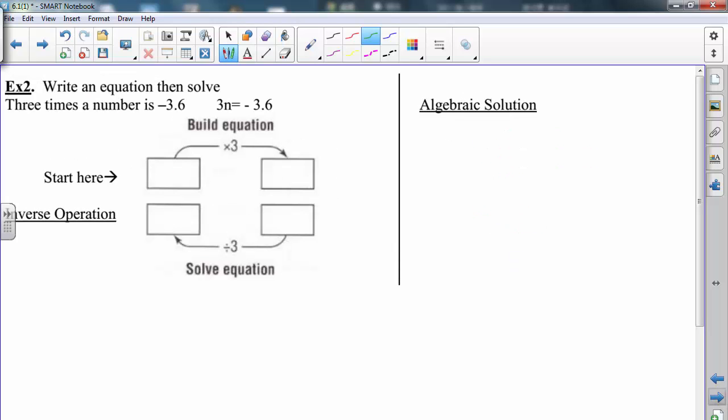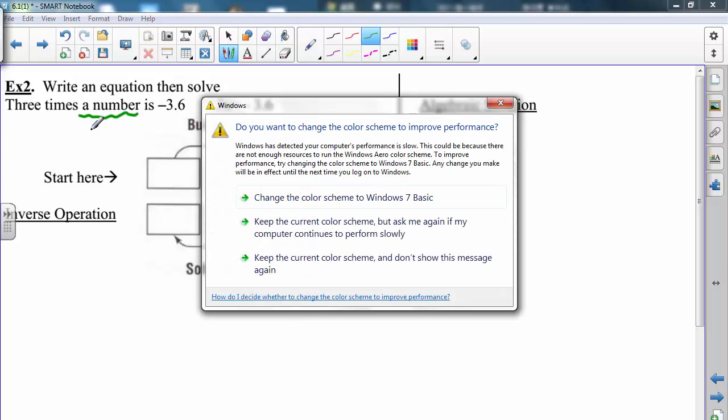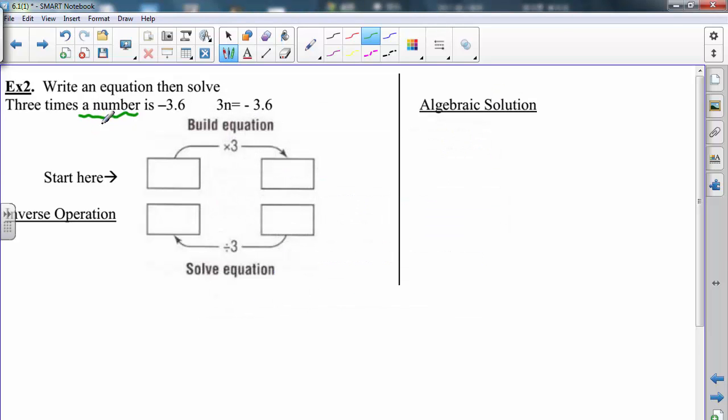Let's look at another example. In this example, you need to write an equation, then solve for the variable. Three times a number is negative 3.6. If I want to translate all those words into an algebraic equation, I need to let the unknown be a variable. So let's say the unknown number be n. So 3 times n equals negative 3.6.